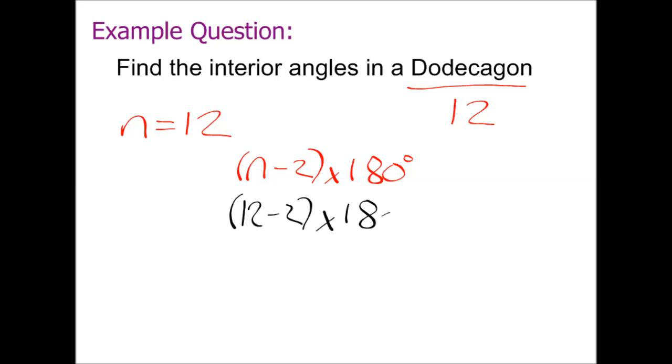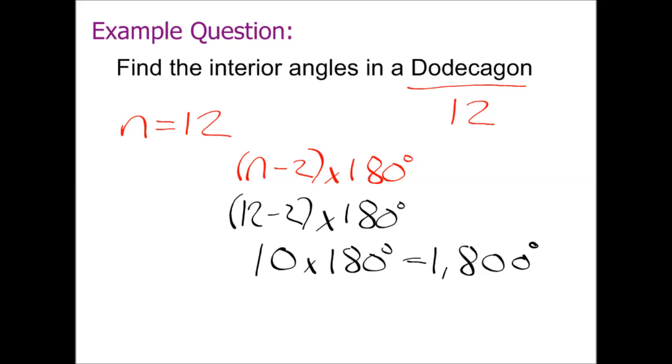times 180 degrees. Now 12 minus 2 is obviously 10 times 180 degrees. It's quite a nice simple one. We end up with 1,800 degrees. So in a dodecagon, if you added up every single angle, you would end up with 1,800. And that's not just for regular dodecagons, that's for irregular ones as well. Any given dodecagon that'll work for.